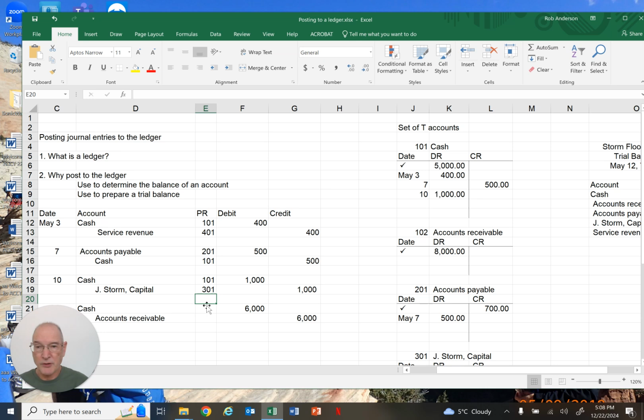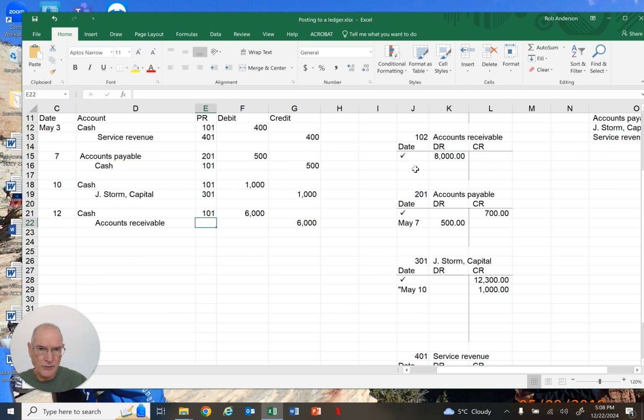So we'll just do one more entry, and this is receiving cash from our customer on account. So again, here we have the date, May 12, and we received $6,000 from our customer, and that's account 101. Now let's look what happened to our accounts receivable right here. Put in the date, May 12, credit accounts receivable 6,000.